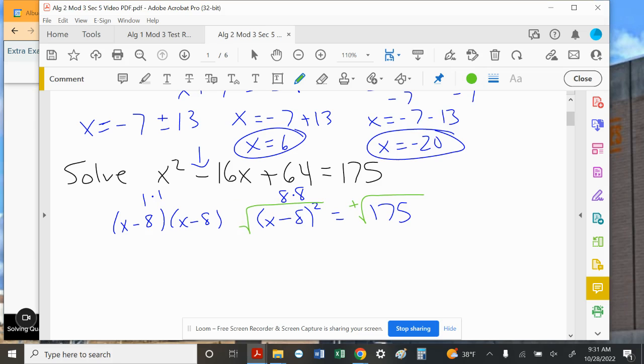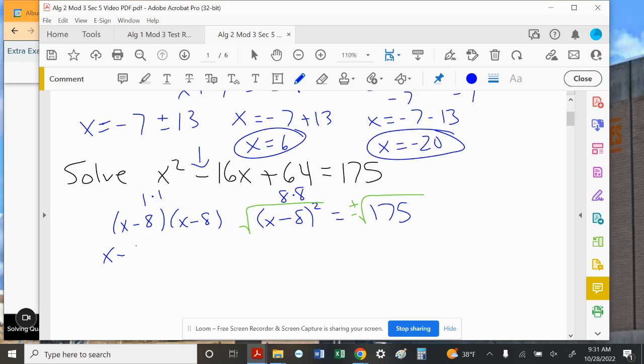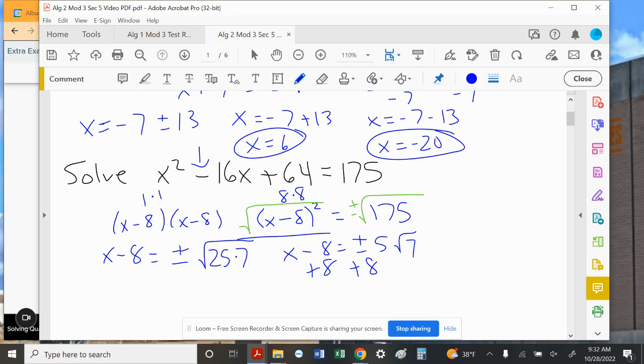So I take the square root of both of those. When I take the square root, it becomes x minus 8, which is this part, equals plus or minus, and with 175, that really is 25 times 7. You can see, of course, 25 is a perfect square. And so we really have x minus 8 equals plus or minus 5 square root of 7. And having that, I'm then going to add 8 to both sides. Notice I'm just going through the steps, not worrying about having square roots, fractions, any of that stuff.